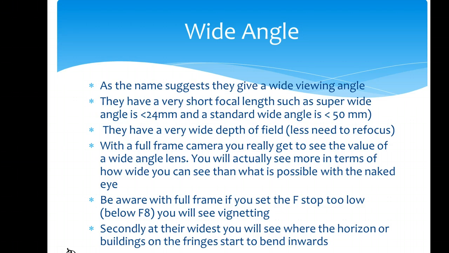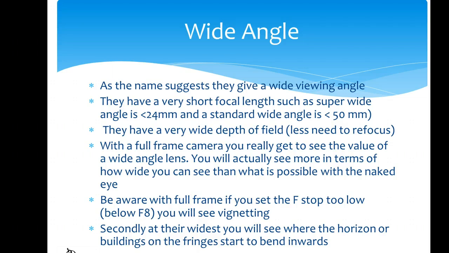Wide angle, well, as the name suggests, it gives you a wide viewing angle. They're able to actually capture a lot more than the physical eye can see. They have a very short focal length. A super wide angle is something less than 24 millimeters, and a standard wide angle is less than 50 millimeters. They have a wide depth of field, so you have less need to refocus. With a full frame camera, you can really get the full value of this and get an incredibly wide photograph.